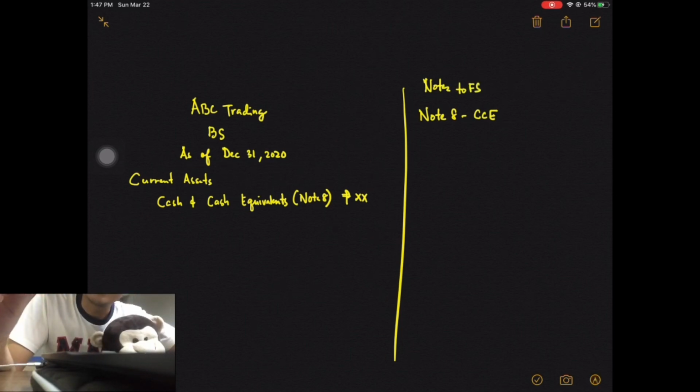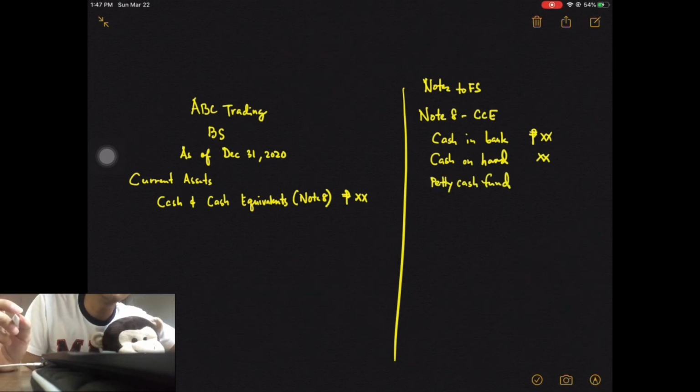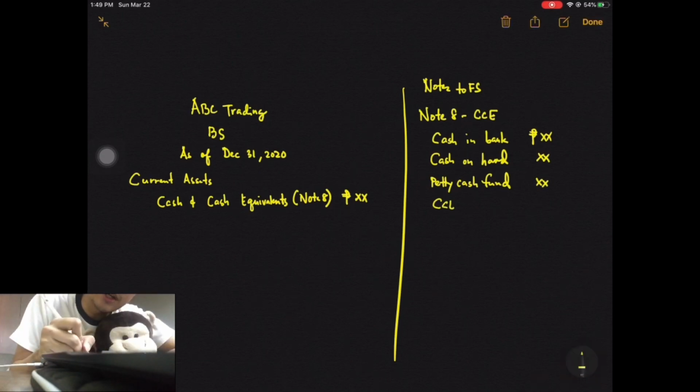And what do we include under CCE? Anything that has to do with cash. For example, cash in bank. Another is cash on hand. And then you can include petty cash fund. Think of this as the money set aside by the company for small expenses, because companies don't want to be issuing checks to pay the small expenses. So that's for the petty cash fund. So that's your CCE, cash and cash equivalents.